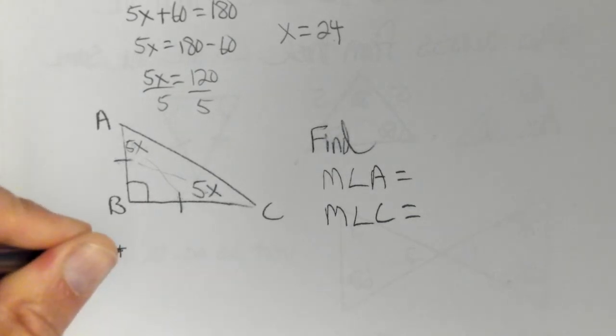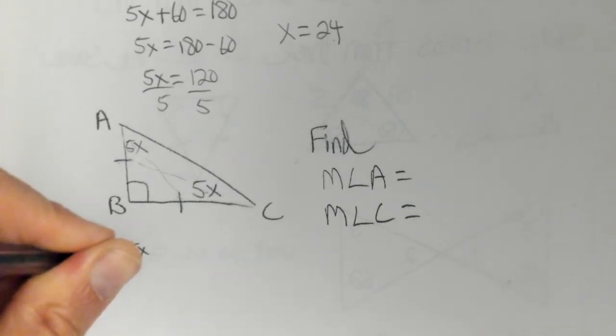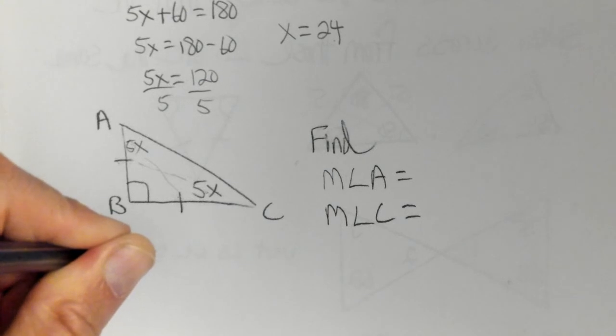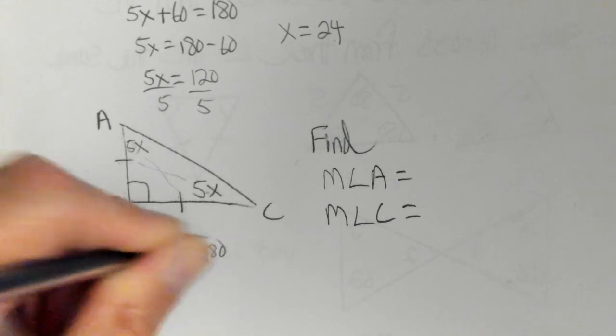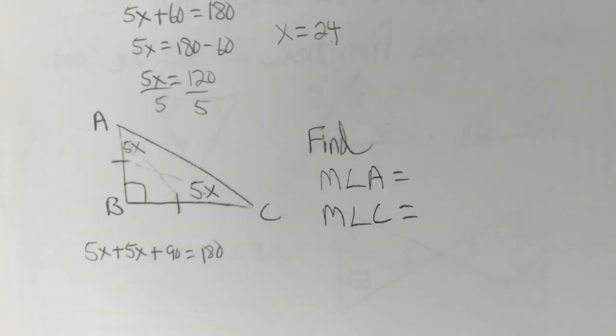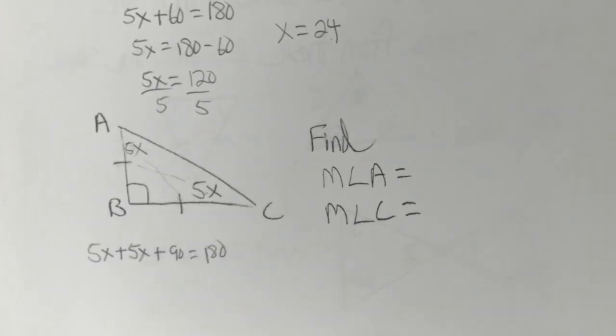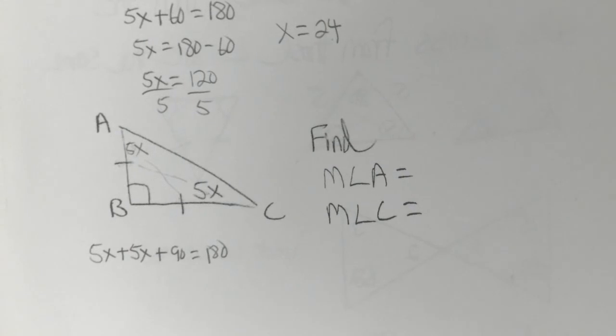5x plus 5x plus 90 equals 180. Because remember, all three angles on the inside of a triangle add up to 180. Now we'll go ahead and solve for the x.